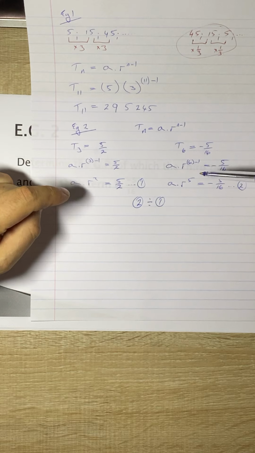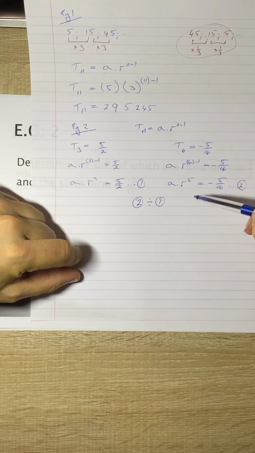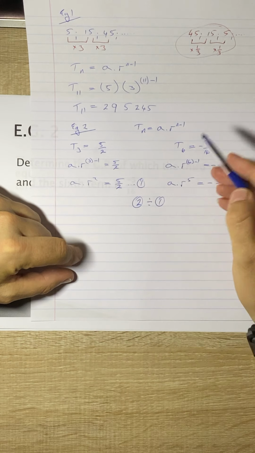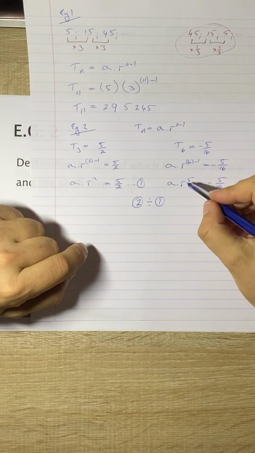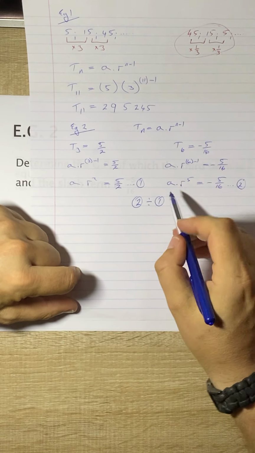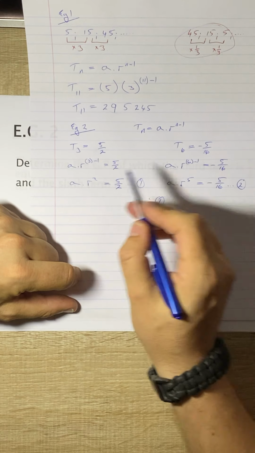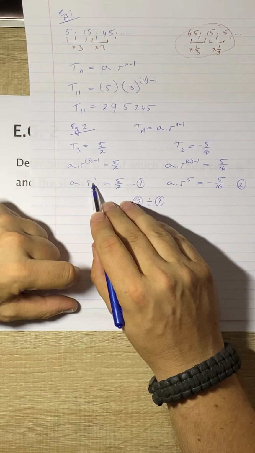Now, the reason why I'm going to do that, grade 12s, is if I take this side, this AR to the 5, divided by this AR squared, I can see that the A's will cancel and I'm left with just one variable, which is R, okay? So that's what's going to happen here, I'm going to take this divided by this. So the A's will cancel, and then you've got R to the 5 divided by R squared.